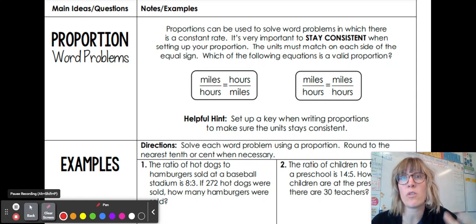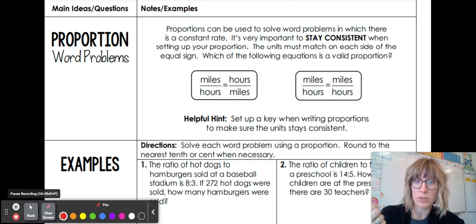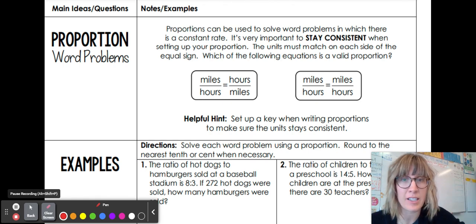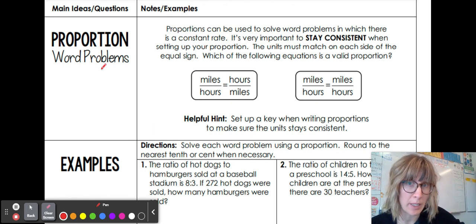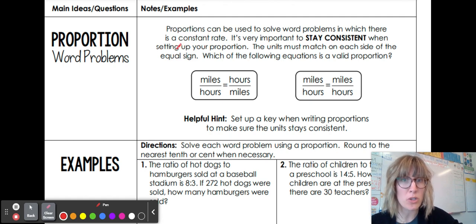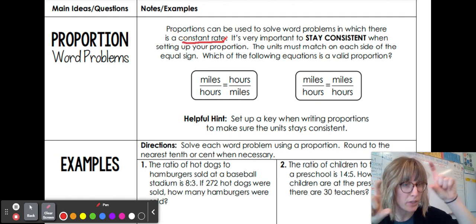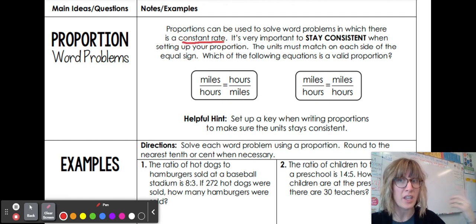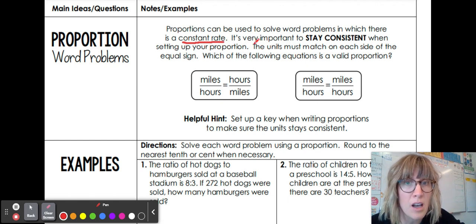So we're thinking here about taking what you know already about proportions and converting it into more real life settings, if you will, with some of these word problems. Proportions, as we see here, can be used to solve word problems in which there is a constant rate. So if it's growing proportionally, then you can use proportions to solve. So it's really super duper.